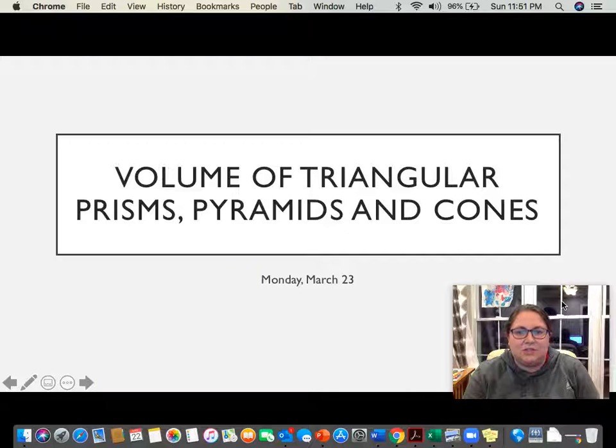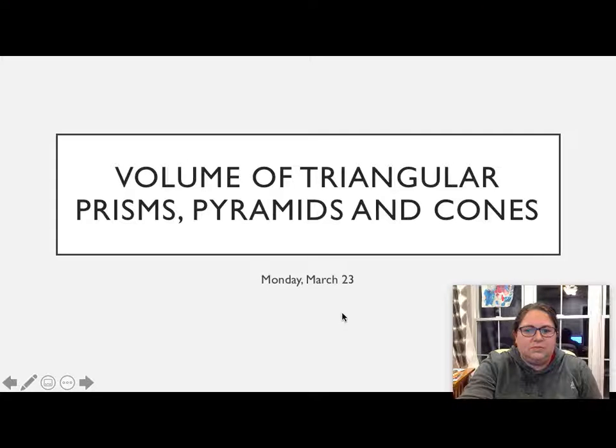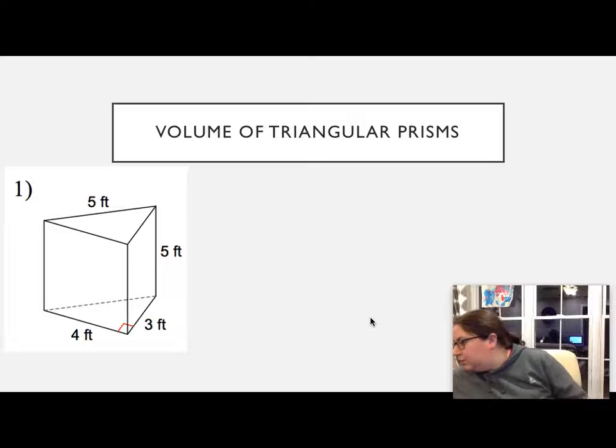This is the information you're going to need for today's lesson and today's learning that you'll be doing later. So we're going to talk today about triangular prisms, pyramids, and cones. And sometimes, especially triangular prisms and pyramids, we get mixed up. So we want to go over a little bit of how to do a triangular prism first.